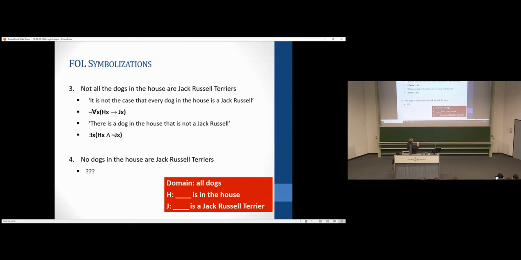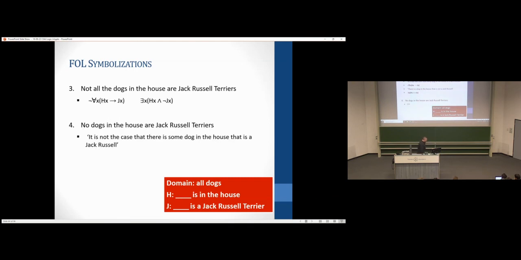You can either do it with the negated universal conditional, or the existential conjunction where you negate the second conjunct. Yes? Could it be the case that there is no dog in the house that is a Jack Russell Terrier? That's going to be our next one. No, I mean, in this one. It doesn't imply it, but it's compatible with it, right? Wouldn't the second one be wrong? No, because this is just, there's nothing that's both an H and a J, right? And that could be because there are no H's. Yeah. Good. All right. So we've got our top ones.